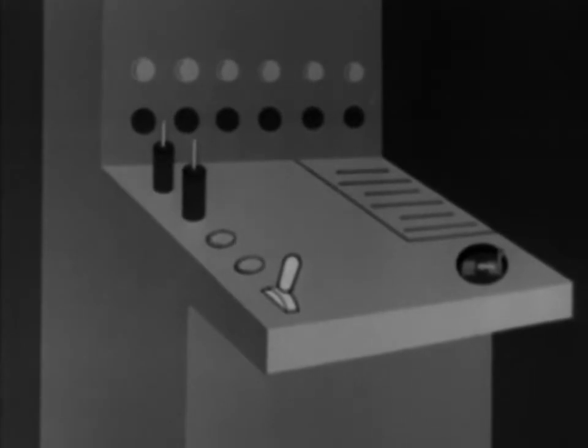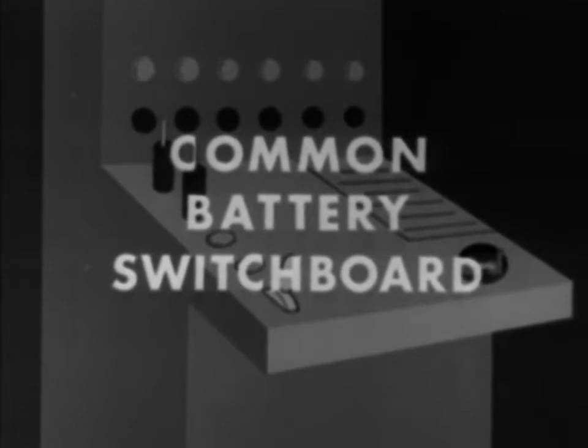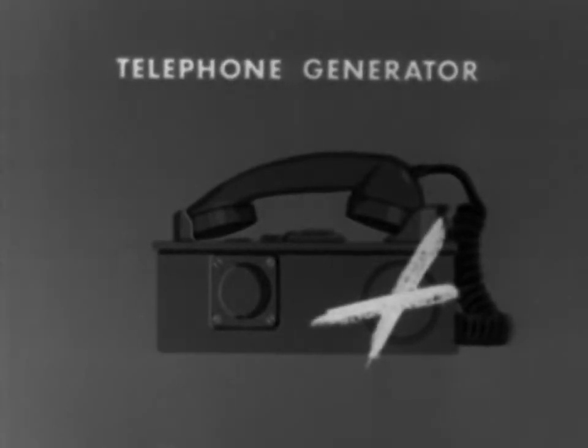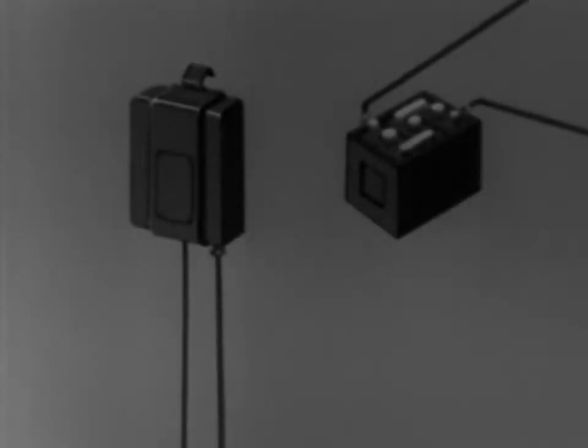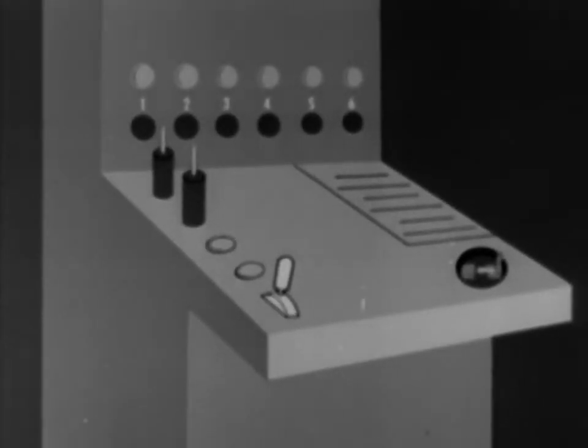We can facilitate the handling of calls even further by using a common battery switchboard. This system provides for automatic rather than manual signaling, eliminates local batteries, and provides faster service through more efficient operation. Generators and batteries are eliminated at the local stations, and the switchboard provides all power for both signaling and talking. Each station terminating on the common battery switchboard has its own jack and line lamp.